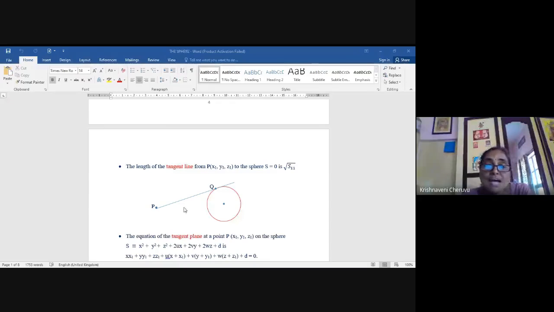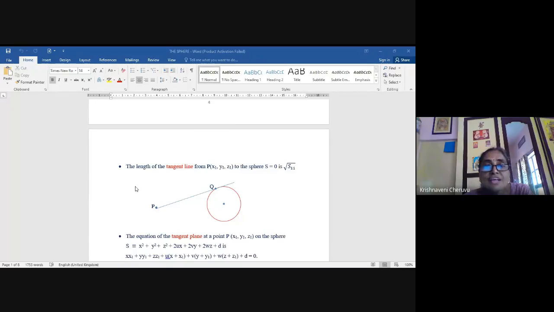And you have a formula, girls, to find the length of the tangent from a point to the sphere. They will give you a sphere and a point, and ask you to find the length of the tangent from the point to the sphere. PQ is the tangent line, so the length of the tangent means the distance from P to Q. That is nothing but the formula root S11.